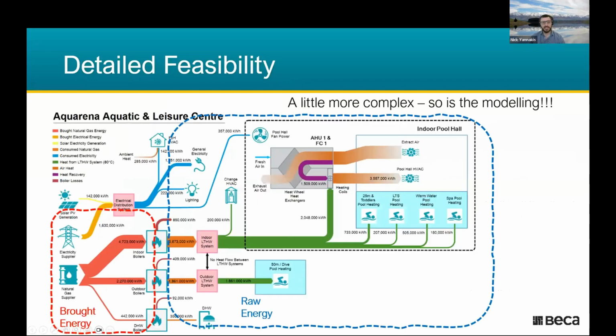And that's generally done under what's called an energy audit. So this is the Aqua Arena site, and this is all the bought energy coming in. So there's the gas, all that electricity, and a bit of PV you see coming in there, and that's transferring into the air handlers, and heating all the pools, indoor and outdoor, domestic hot water, and the general electricity.